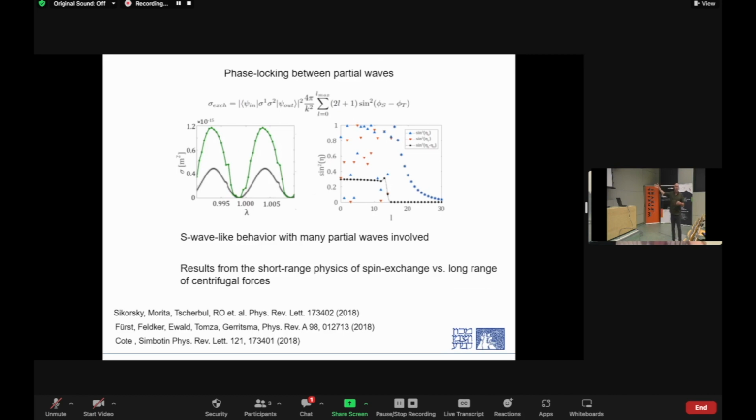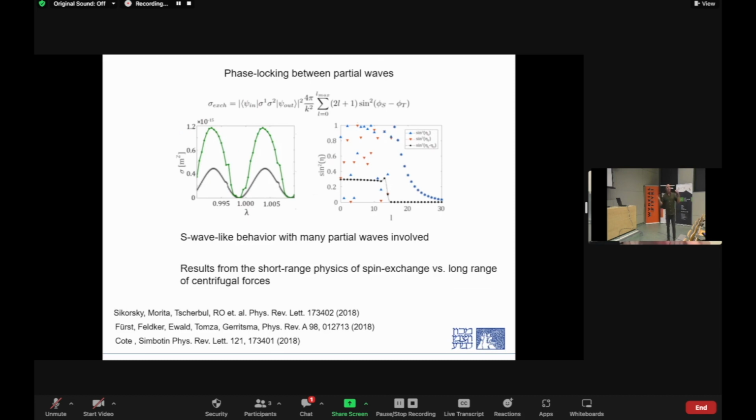And therefore, different centrifugal forces occur at distances much different than where spin exchange physics happens. And that is why the phase difference between singlet and triplet is independent to a large degree of the partial wave which is involved in the collision. It's true until the partial wave is so high that the centrifugal barrier actually eats into molecular distances, and then this type of physics breaks down.